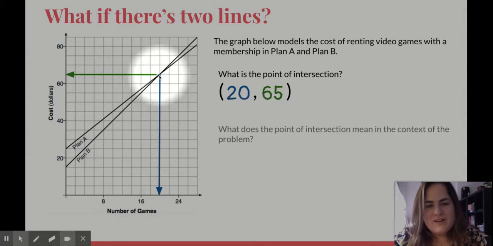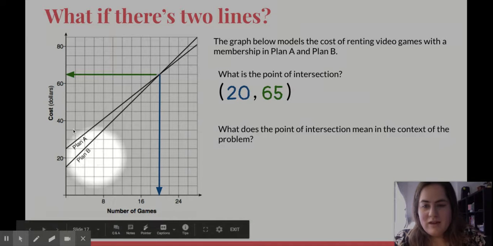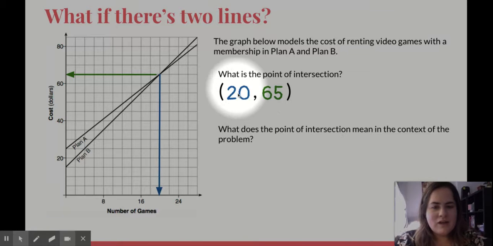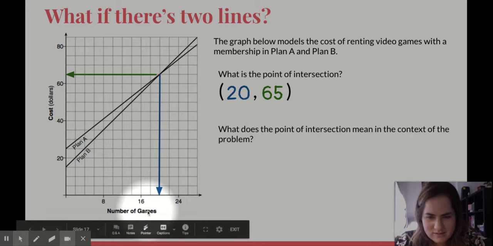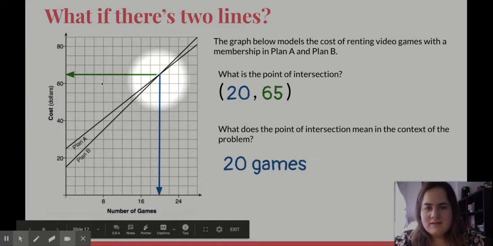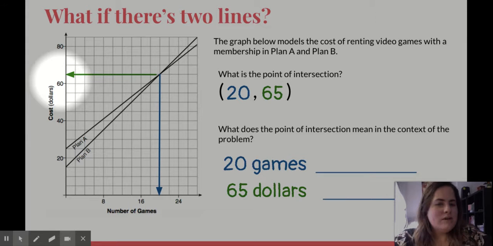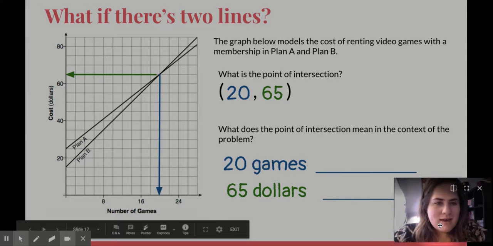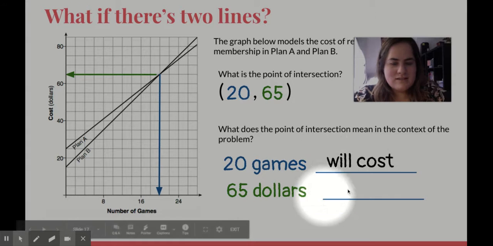So once we have our numbers, we can actually talk about what does that even mean? What does the point of intersection mean? And when they say context of the problem, they mean please use the words that they give you, like games and cost and Plan A and Plan B. Here's what you do. If they ask for a meaning, use the numbers themselves. 20 what? Well, 20 went with the x value, so that would be 20 games. 65 what? $65. And we're going to fill in a little bit more just to make this sound like an actual sentence. So 20 games will cost $65.